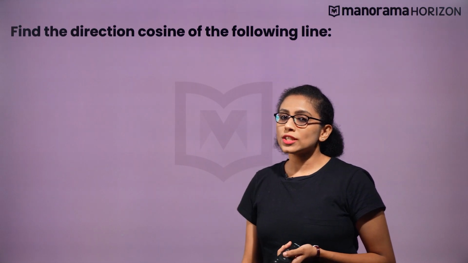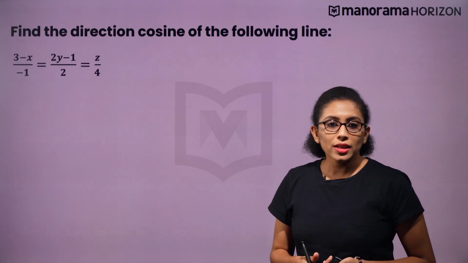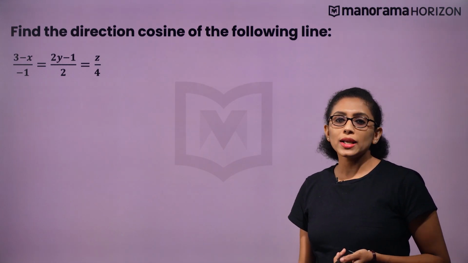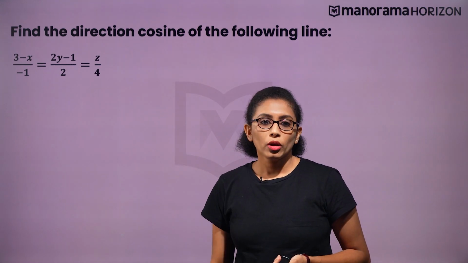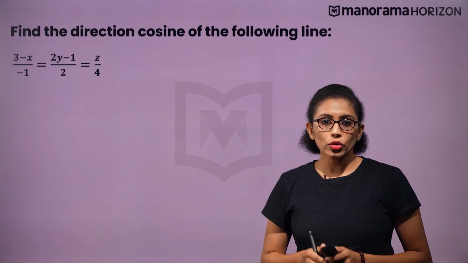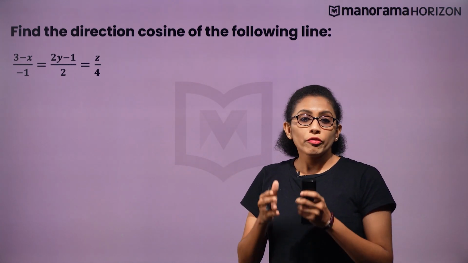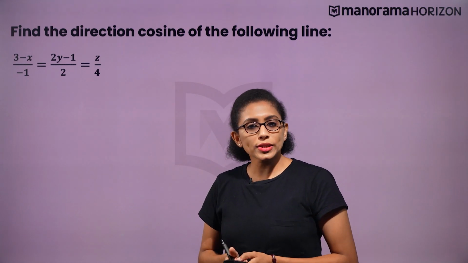Find the direction cosine of the following line. 3 minus x by minus 1 is equal to 2y minus 1 by 2 is equal to z by 4. Here a line is given. So from this line we can find the direction ratios of the line. When we have the direction ratios, we can easily find the direction cosines also.